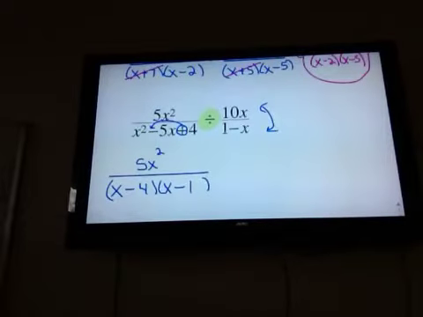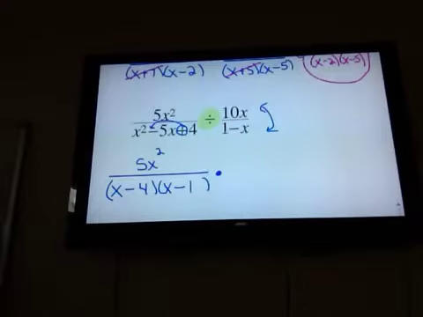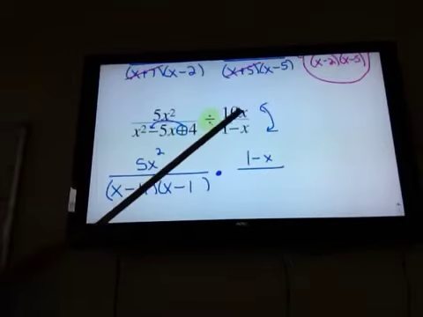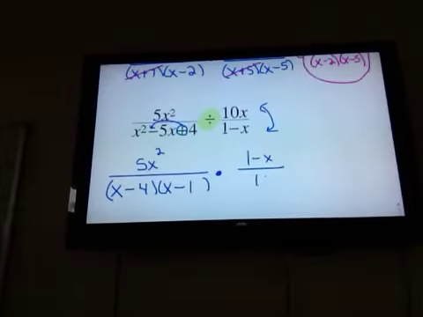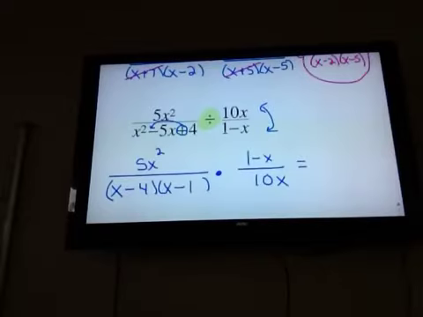I'm going to flip this one. 1 minus x, no common factor, not a difference of squares, so just bring it up. 10x is a monomial, so just bring it down. So we only have to factor one spot. Okay, 5x squared means 5xx. Okay, so let's do that first.